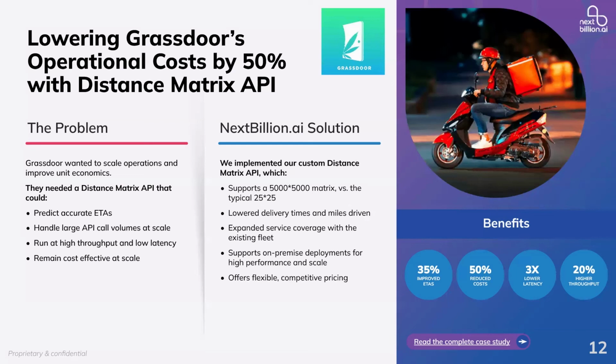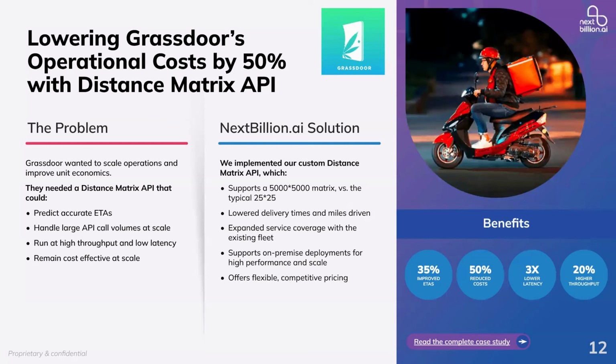A key differentiating factor that we have for Grassdoor is the fact that all of our APIs can be configured for on-premise and also cloud agnostic deployments, right? So the ability to deploy our API within Grassdoor's own cloud environment facilitated vastly lower operational latency and increased throughput, which empowered them to operate at scale with ease.